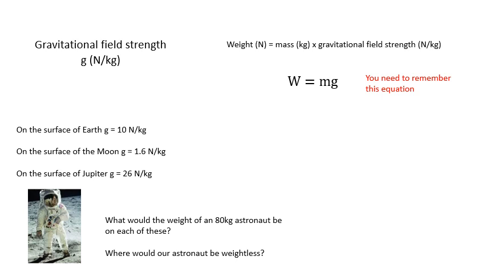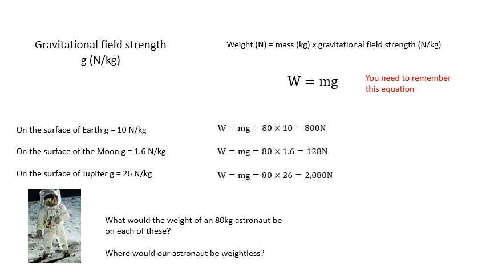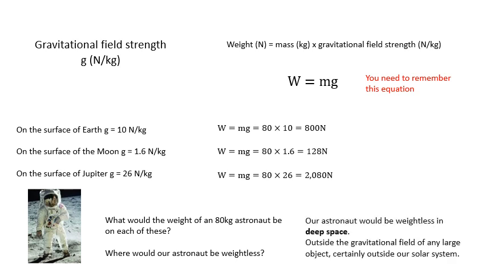So if you want to pause the video and work them out, I'll show you my answers in 3, 2, 1. Okay, so W equals mg, and you're just multiplying the mass 80 by the value of little g, and the answer is in newtons. Where would our astronaut be weightless? And the answer is in deep space.